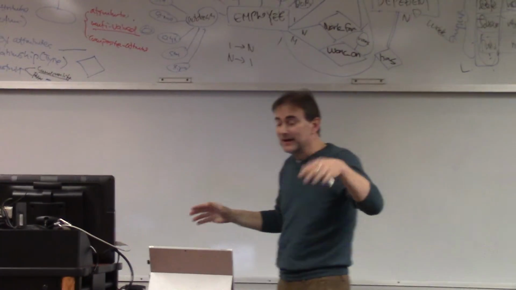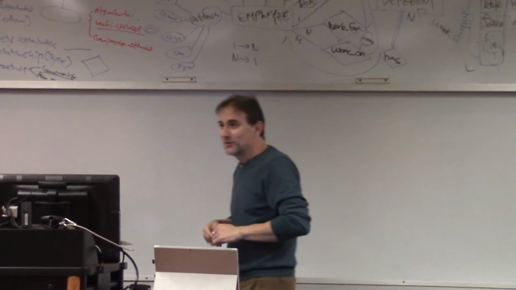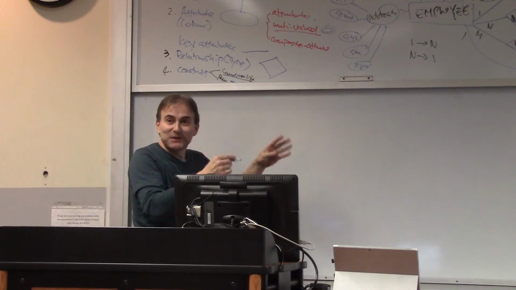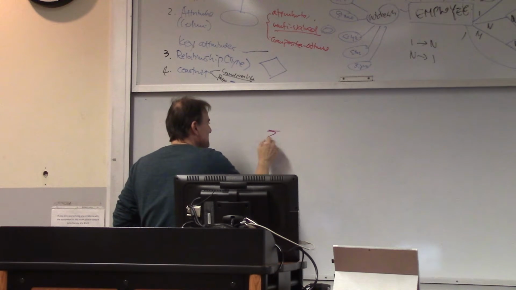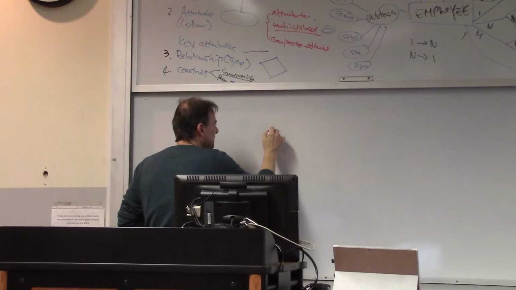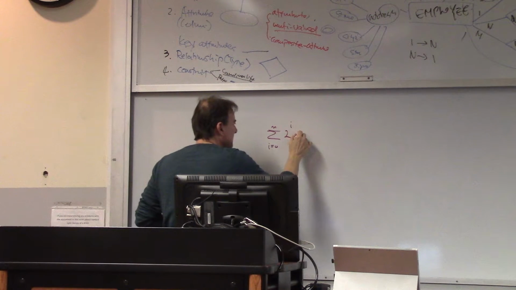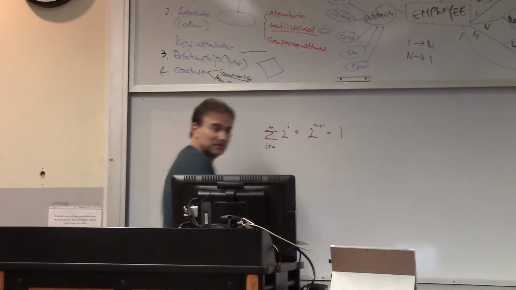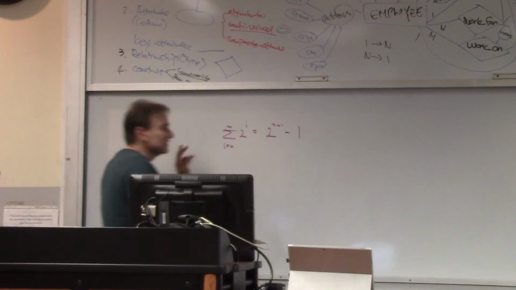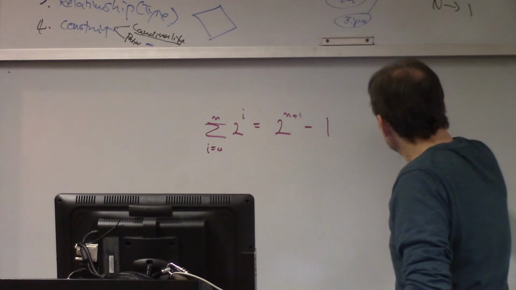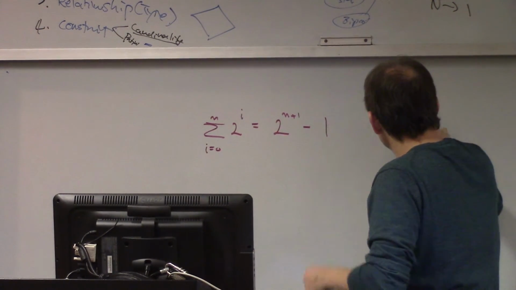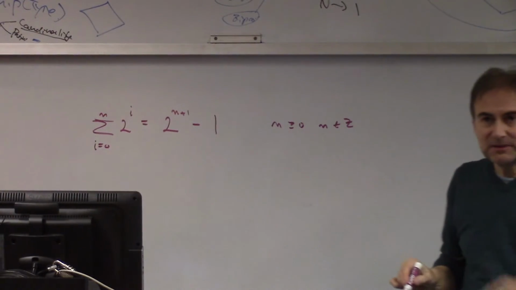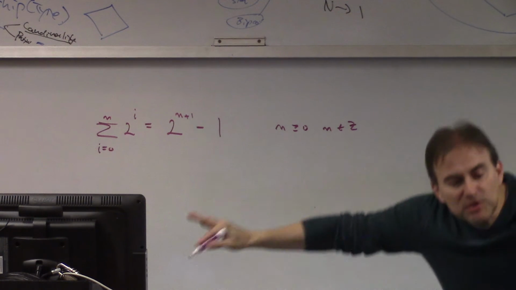By the way, before I get too carried away, I'm going to bring back what I just erased. The sum as i goes from 0 to n of 2 to the i is equal to 2 to the n plus 1, minus 1, right? This is true as long as n is greater than or equal to 0 and n is an integer. Correct? So this is true. How do we know it?